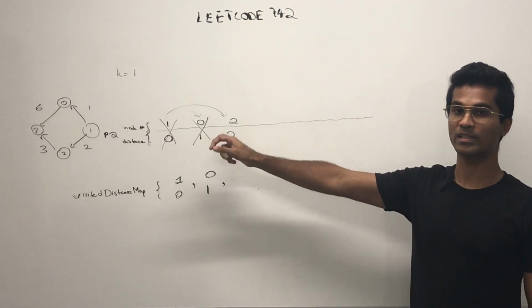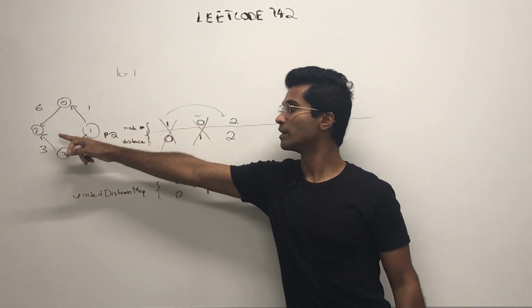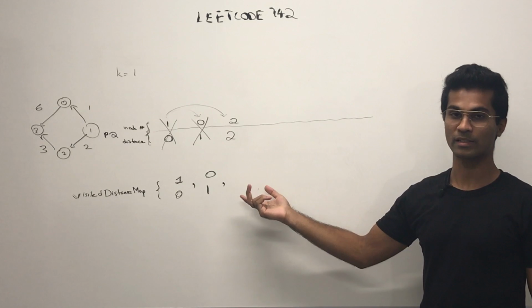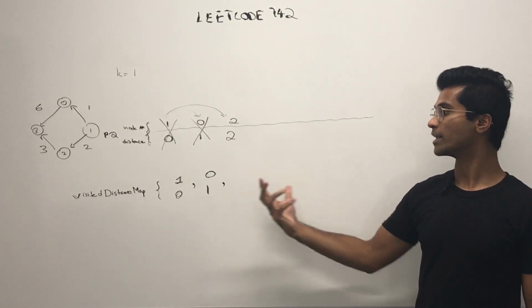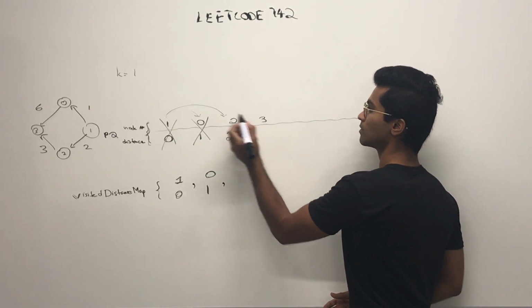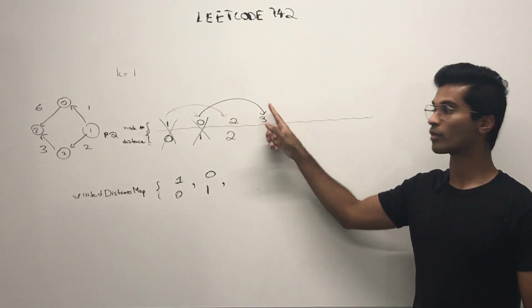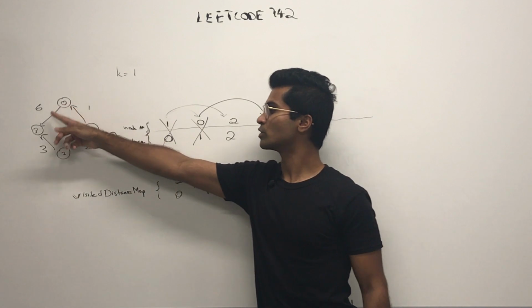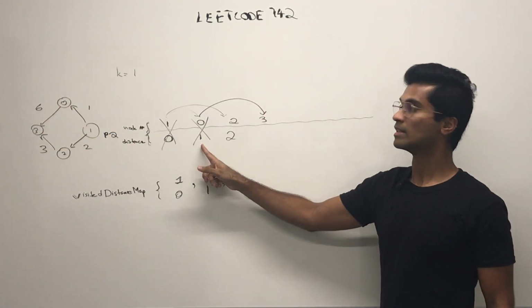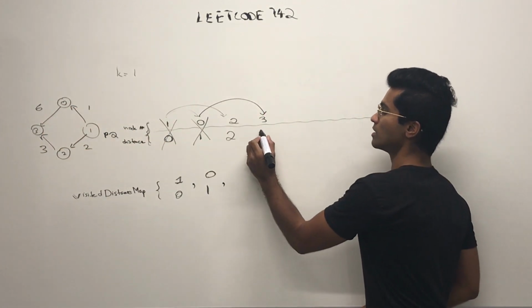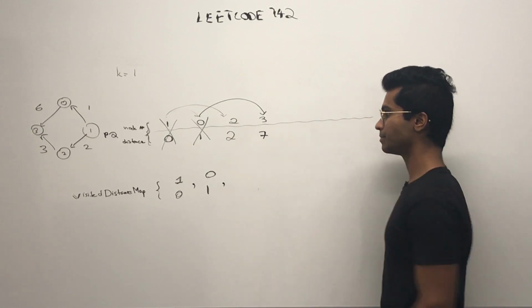And it's going to check its neighbors. Well, its neighbor 3 is not part of the visited distance map, so it's going to add it to the queue. What is the distance to get to 3 from 0? Well, from 0 to 3, it takes 6, plus the distance to get to 0 is 1. So the distance is going to be 7.